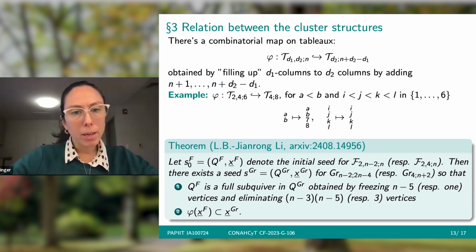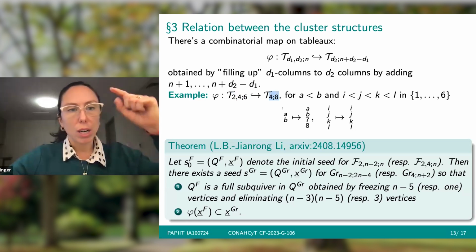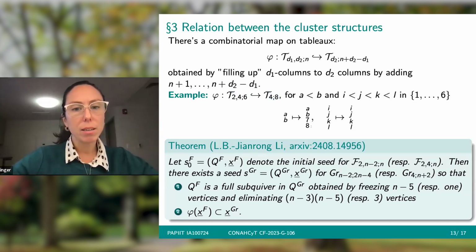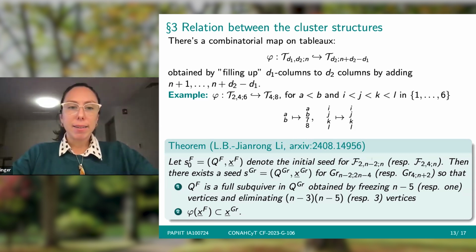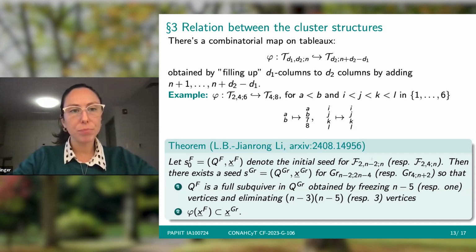So just as an example, if you have tableau 2, 4 filled with indices until 6, you can embed into tableau of column size 4 with filling up until 8. A tableau of length 2, you just fill it up with 7 and 8, and a tableau of length 4, you just keep it. Okay, so this is what happens on the columns, and you extend it to tableau. And then the observation we made is the following. If we start with the partial flag variety 2, n minus 2, n, or 2, 4, n, so these are the 2 cases relevant from the physics.